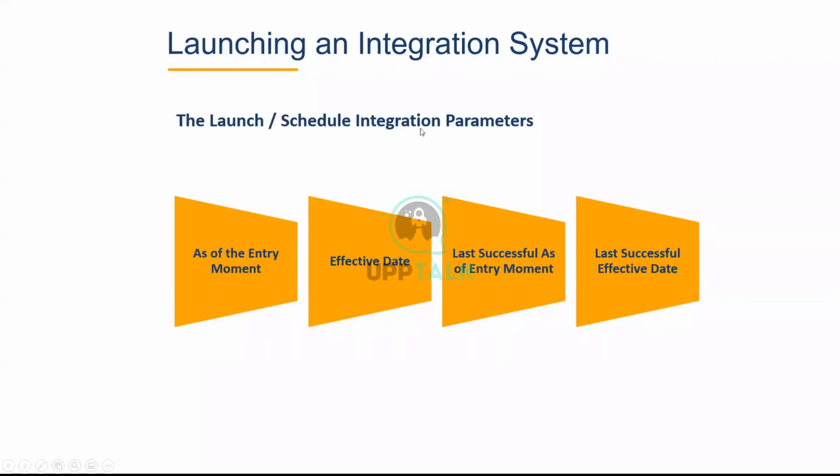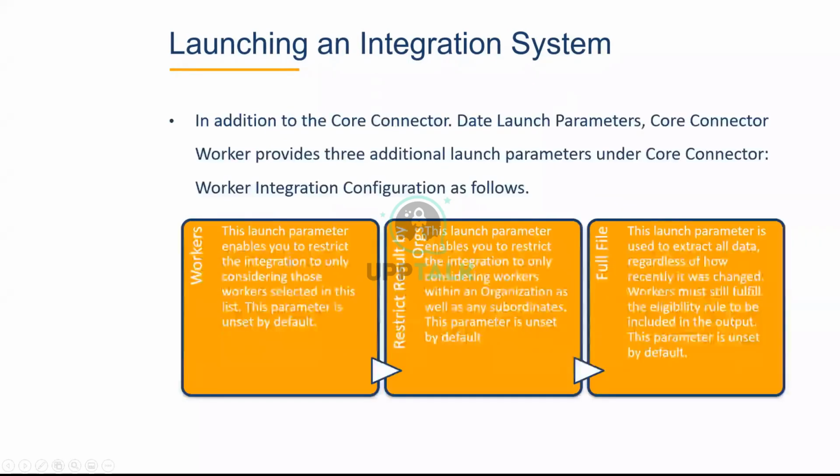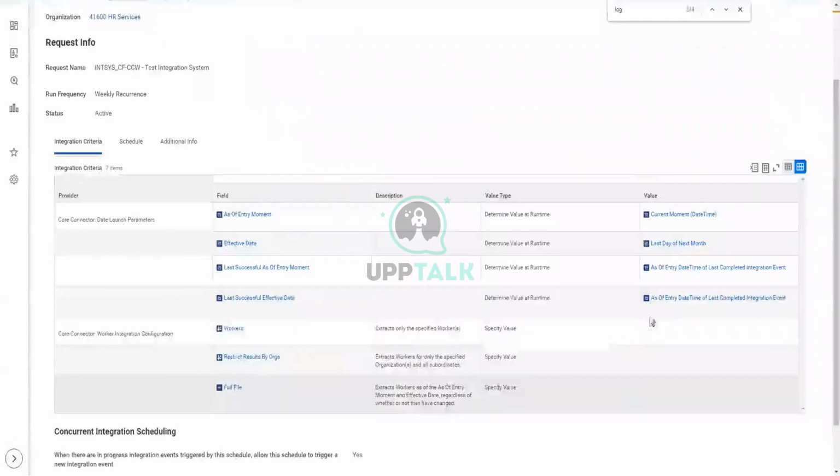Launching integration system as of the entry moment, effective date, last successful as of entry moment, and last successful effective date. In addition to the core connector date launch parameters, core connector worker provides 3 additional launch parameters in the core connector worker integration configuration, as follows. The workers launch parameter enables you to restrict the integration to only considering those workers selected in the list. This parameter is unset by default, like we have here.